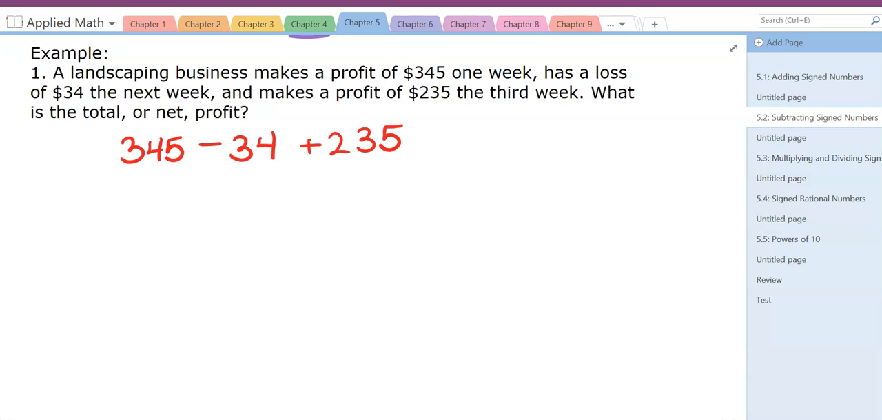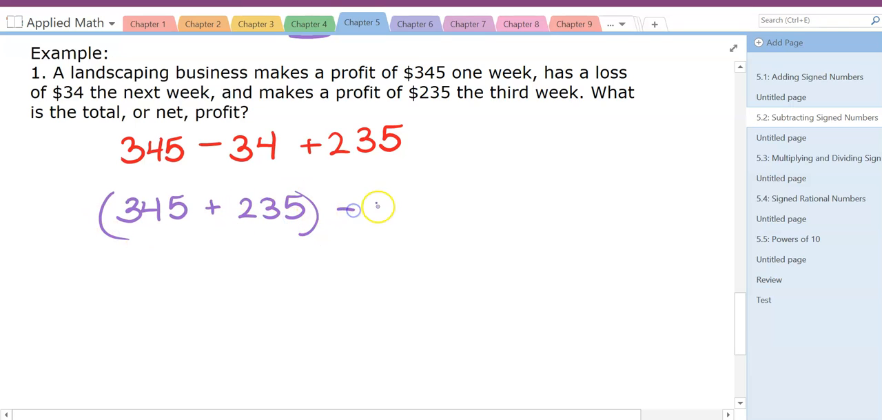If you wanted to, you could always rewrite this problem so that your positive numbers are together first. So you could take 345 and add the 235 together first, and then subtract your 34. If you add 345 and 235, you get 580, and then subtract 34. How much money should they have made overall then? Good.